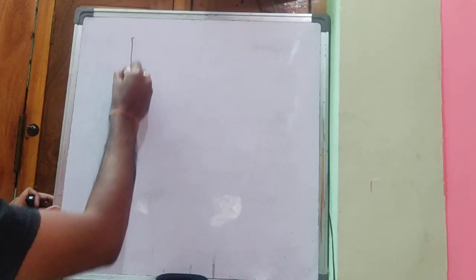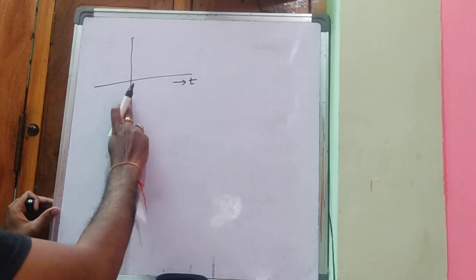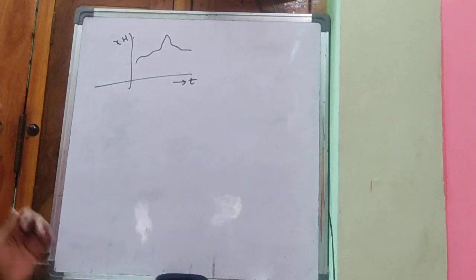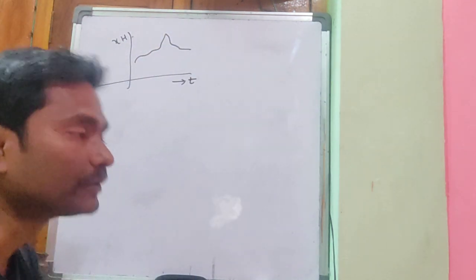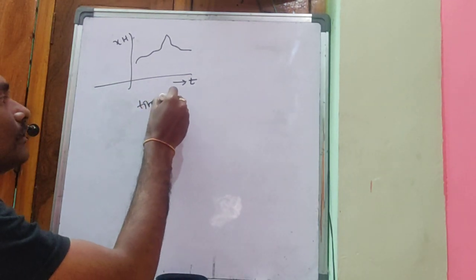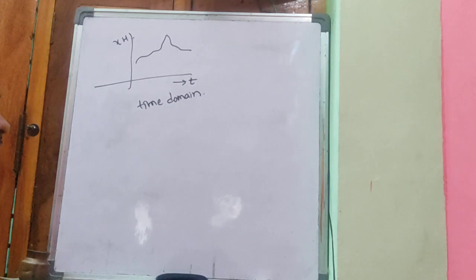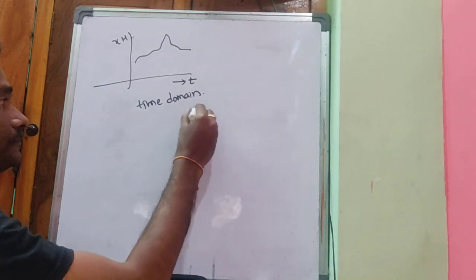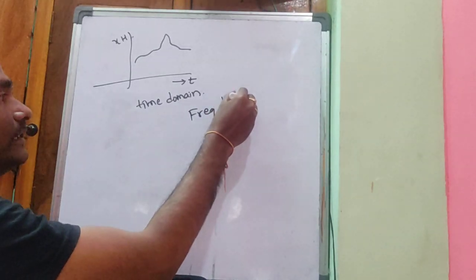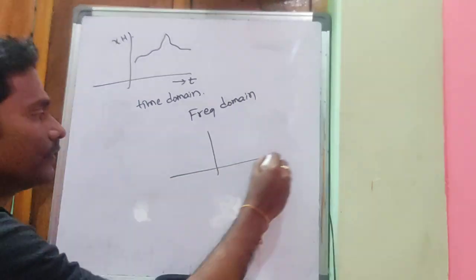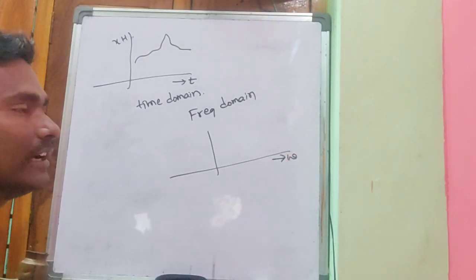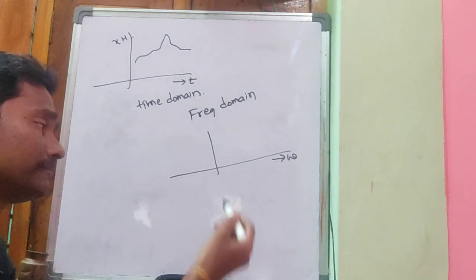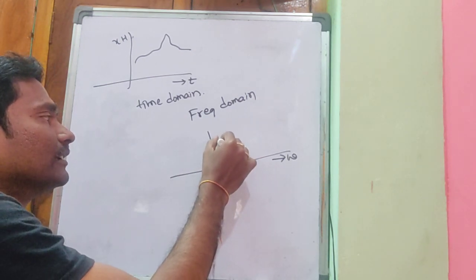Let us consider this is the time axis, and we will be representing how the signal is changing with respect to time. So this is nothing but the time domain. Another way of representing signals is the frequency domain, in which we will have the x-axis as omega.